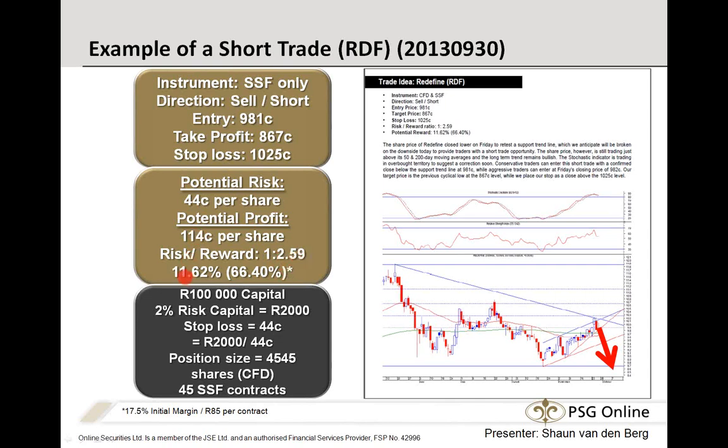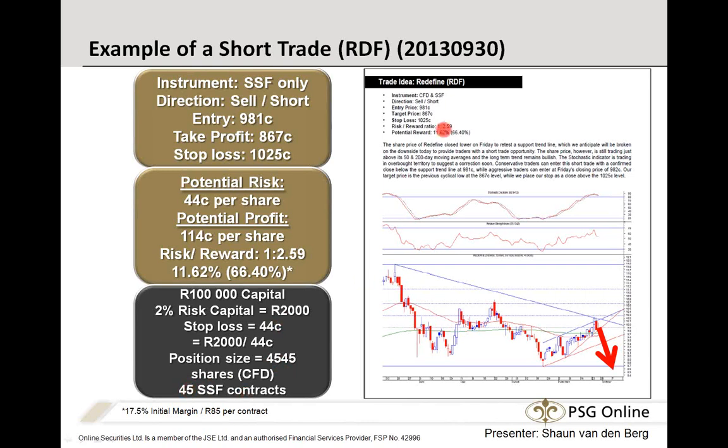So I've got a potential of making 11% on my 15%, which is roughly about 66%, which is not too shabby. Okay. If I've got 100,000 rand starting capital, I'm only willing to risk 2% per trade. So that's roughly about 2% per transaction. I take my stop loss, which we calculated here as 44 cents, and divide that into my 2,000. That gives me, in this situation, if I was trading CFDs, I can buy 4,445 shares. If I'm looking at buying single stock futures, it will be 45 contracts.